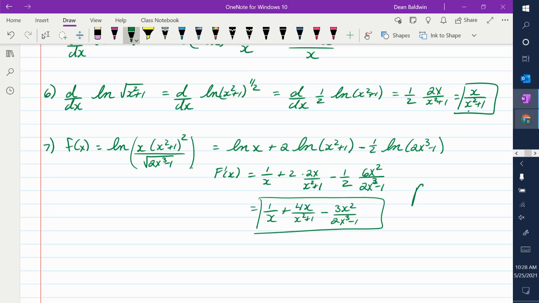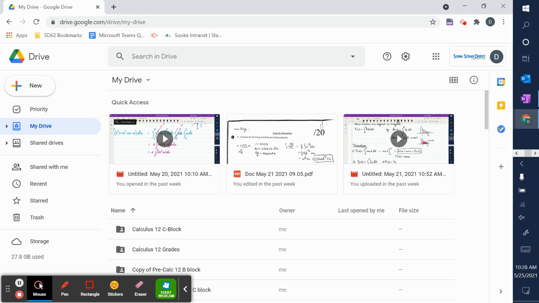So, page 325. Numbers 41 to 59 odd. You're not going to have enough time to finish all of them in class, but that's okay. Right now, anyway.